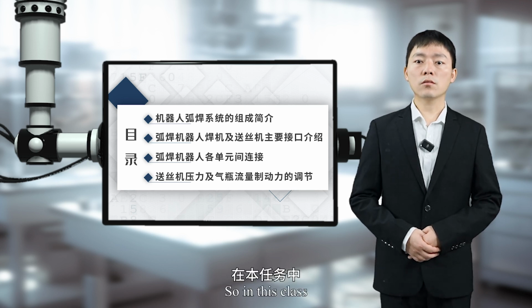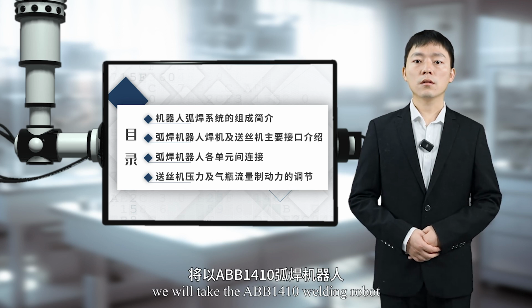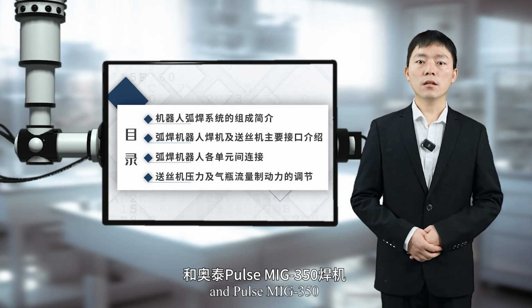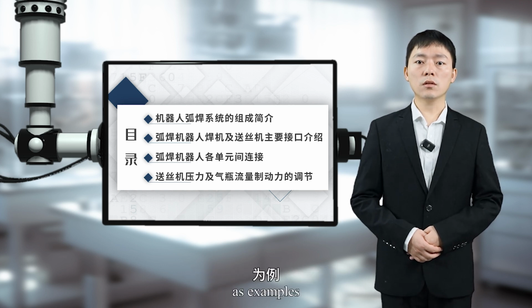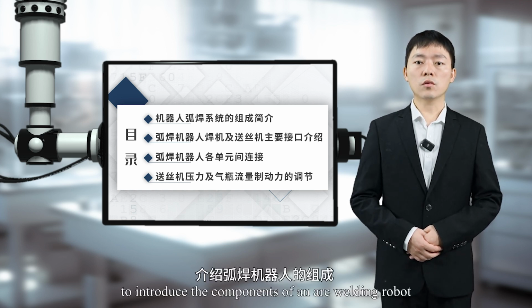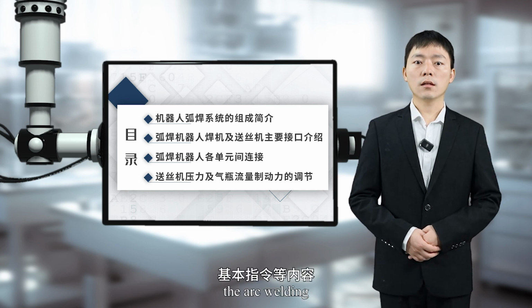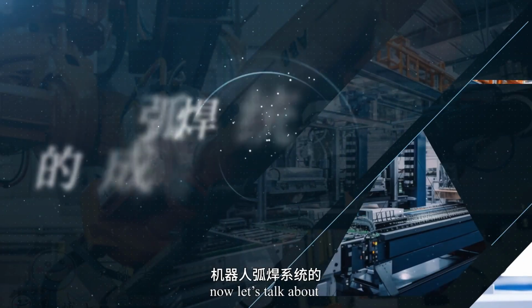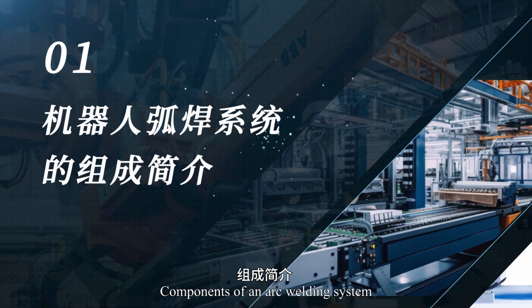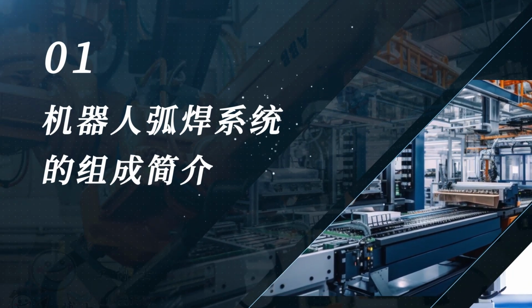So, in this class, we will take the ABB1410 welding robot and Pulse MIG350 as examples to introduce the components of an arc welding robot, welder operation, and basic commands for the arc welding. Now let's talk about components of an arc welding system.